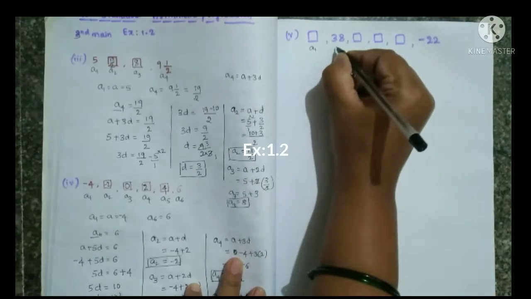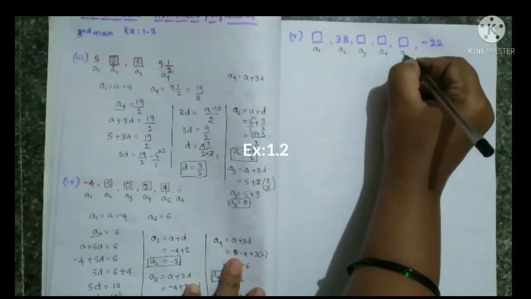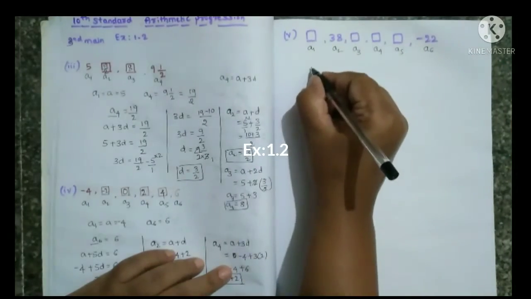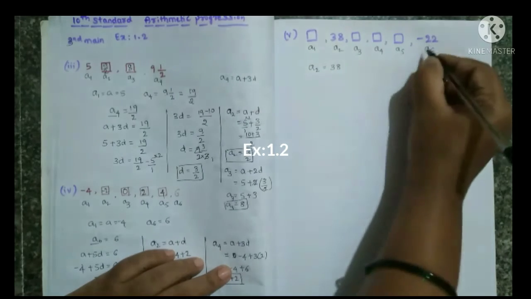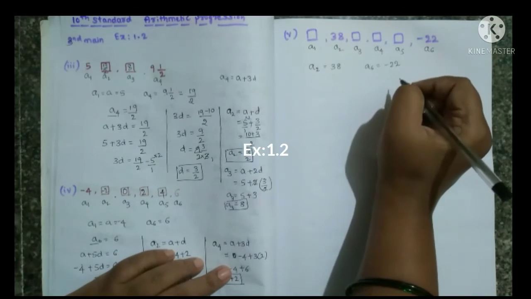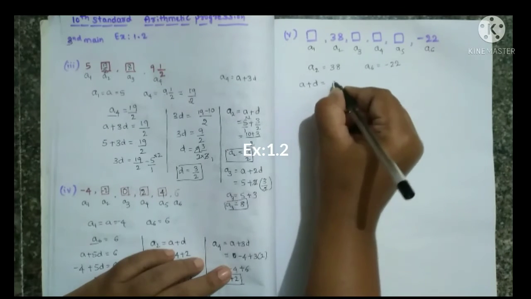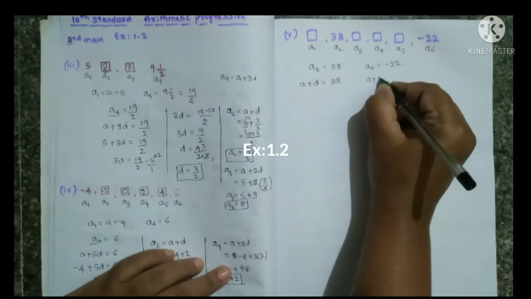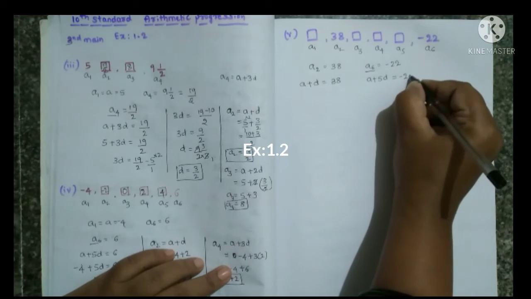This is A1, they didn't give it here. A2 they have given. A3, A4, A5 we have to find, and A6 they have given. What they have given, we'll write it first. A2 they gave. A2, what do we have? 38, and A6 they have given. A6 is minus 22. Now the A2 formula is A plus D equal to 38, and the A6 formula is A plus 5D. See, in place of A6 I am writing A plus 5D equal to minus 22.